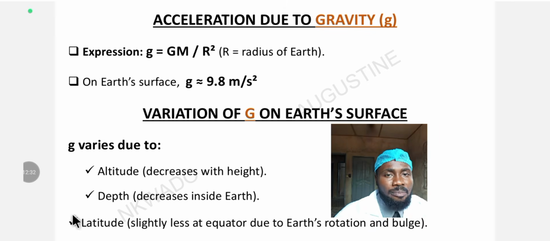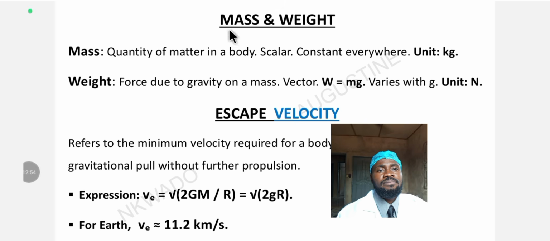So latitude. What is the relationship between latitude and gravitational force? It is slightly less at the equator due to what? Earth's rotation and bulge. So gravity is slightly less at the equator due to the Earth's rotation and bulge.